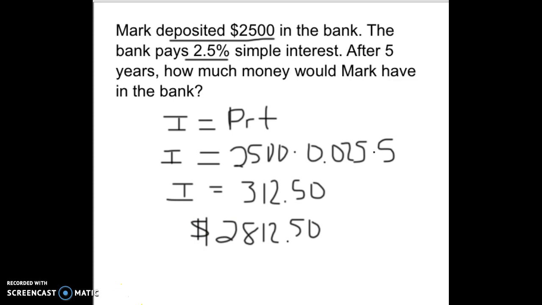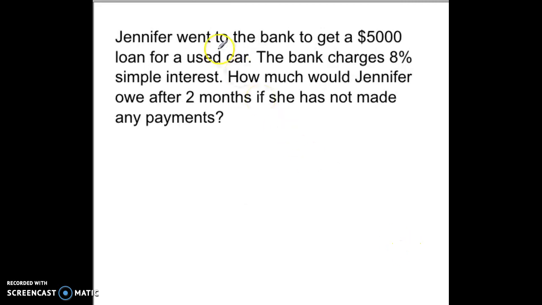Okay, let's go on to our next problem. Jennifer went to the bank to get a $5,000 loan for a used car. The bank charges 8% simple interest. How much would Jennifer owe after 2 months if she had not made any payments?